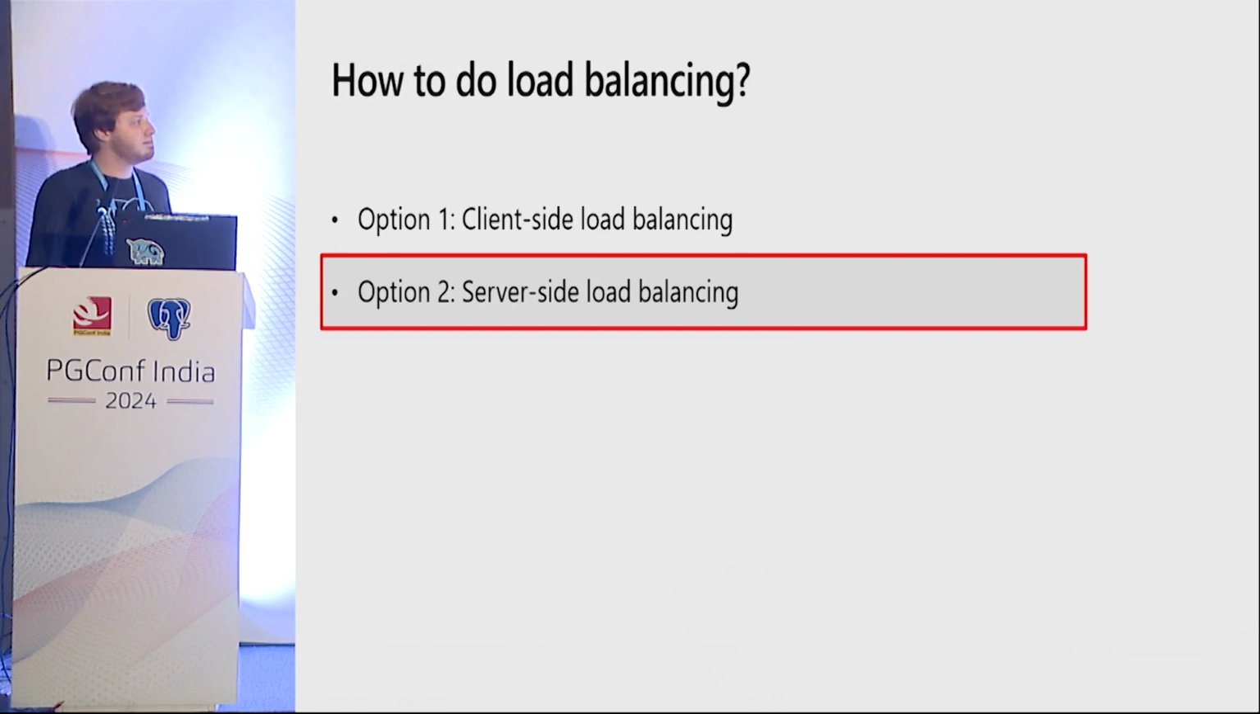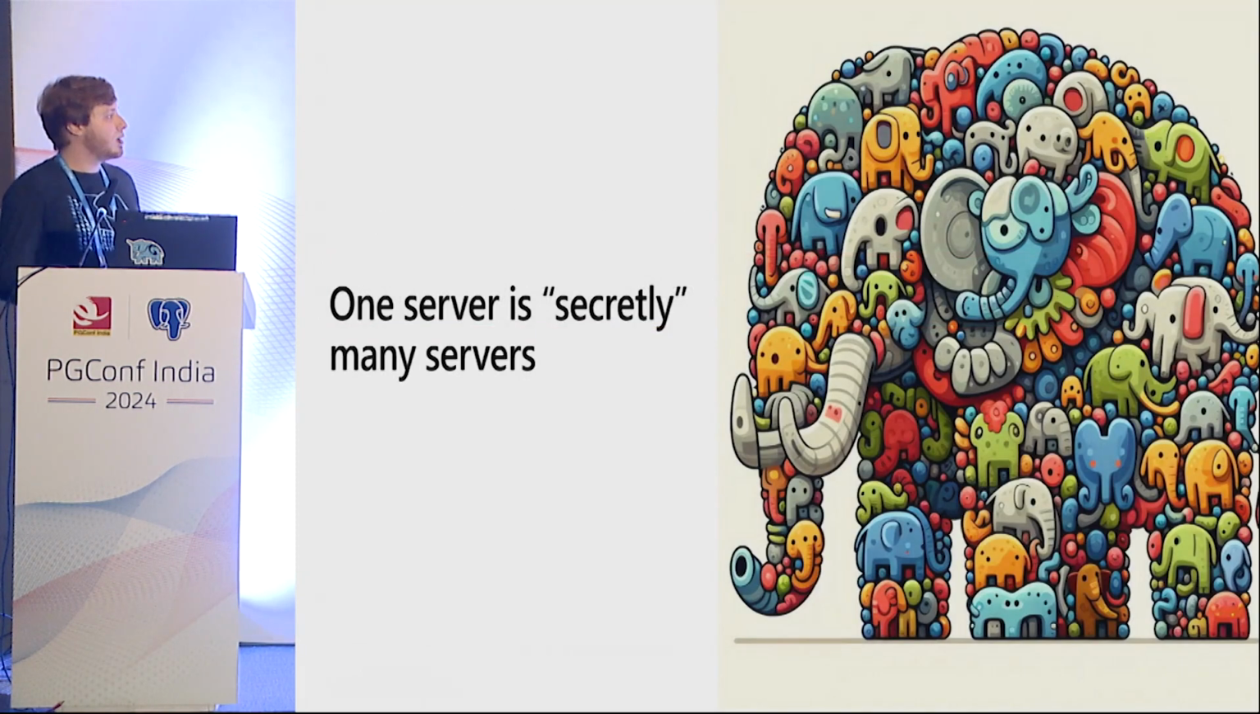So let's take a look at the second option, server-side load balancing. How does that fare? Well, the way it works is that instead of the clients knowing that there are multiple servers, we secretly do that behind the scenes. We pretend we're one Postgres server, but actually this Postgres server consists of many servers. The whole point is the client doesn't need to know about this. We handle this all at the back end.